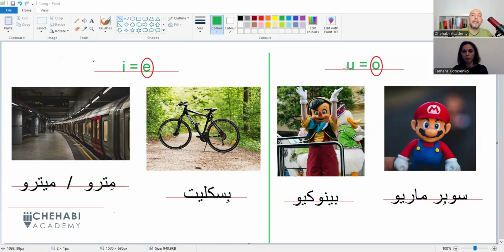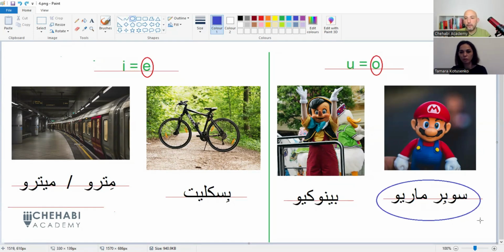In the right part, we're still in the subject U equals O. Let's read this word. Super Mario. Exactly, Super Mario. This is an U, super, whereas this is O. We just have to know them. We don't have any other possibility. The U and O are written with the same letter or with the same vowel. We write super, we read super. Next word. Pinocchio. Exactly. We write Pinocchio, we read Pinocchio.